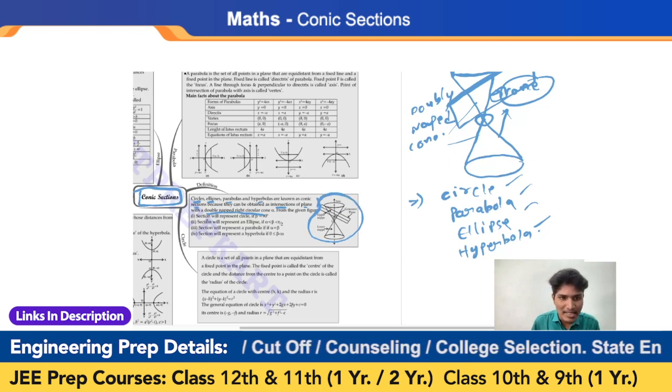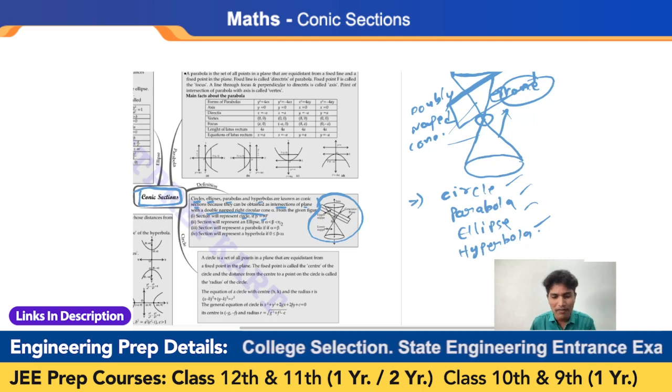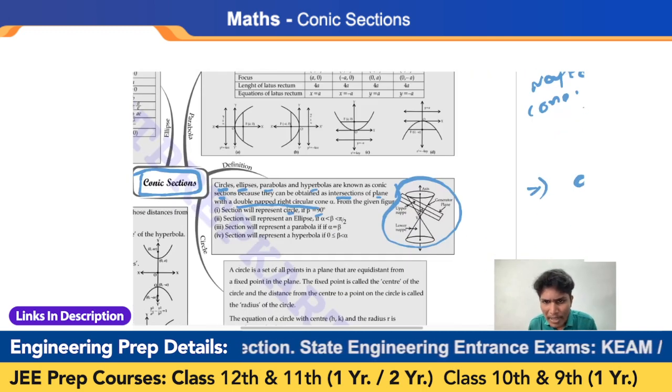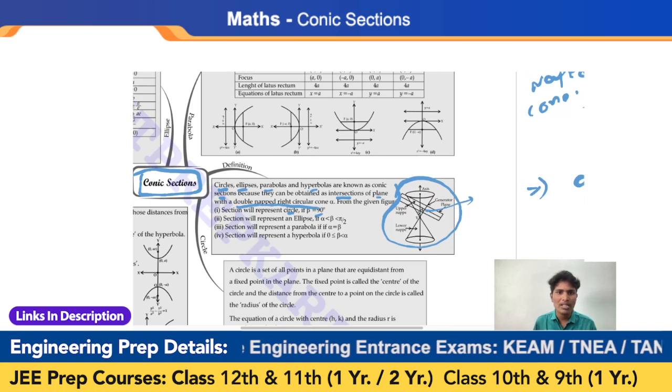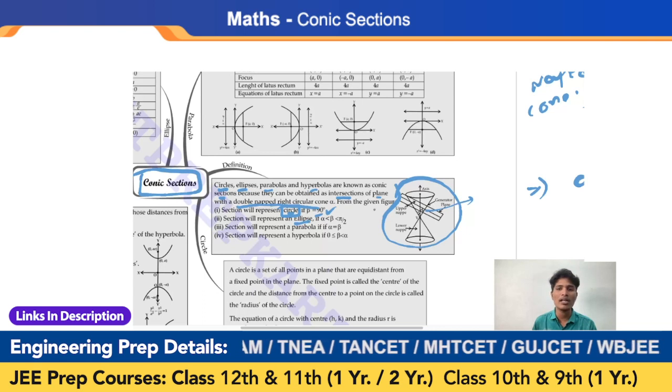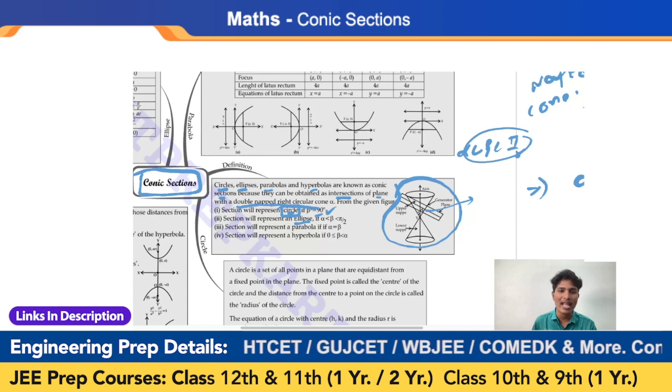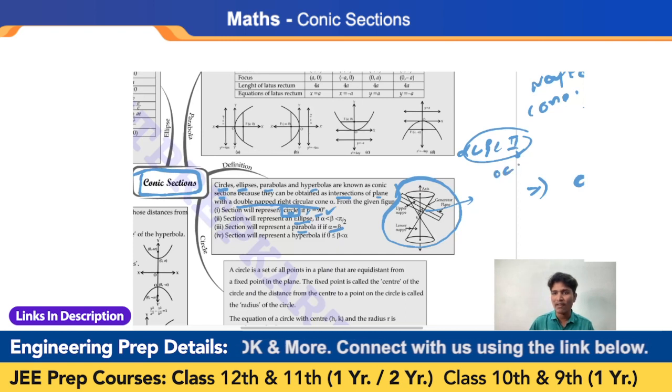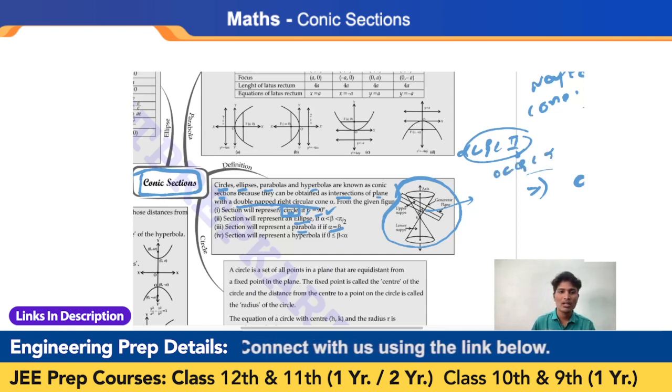at different sections, the section will represent a circle if beta equals 90 degrees. The beta angle, if I zoom here, is this angle. If this beta angle is equal to 90 degrees, it will represent a circle. And if alpha is less than beta, and beta is less than or equal to pi by 2, then we will get the ellipse. And when it is equal to alpha, you will get a parabola. And when beta lies between the two, you will get a hyperbola.